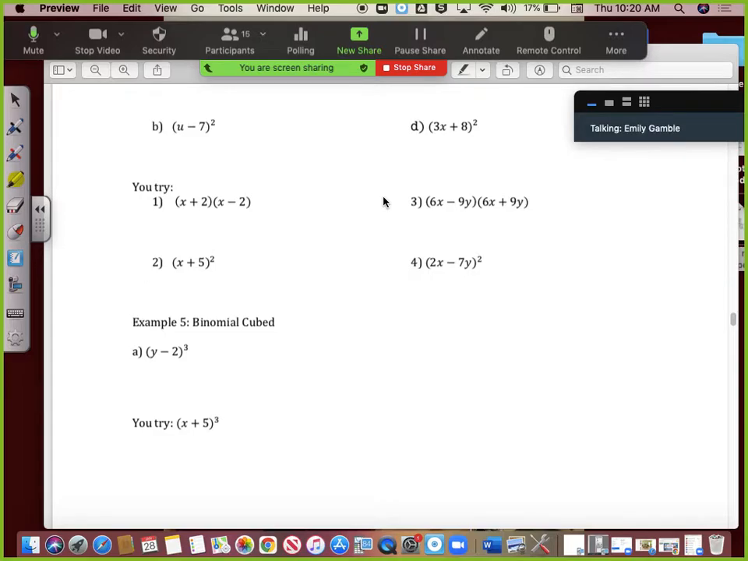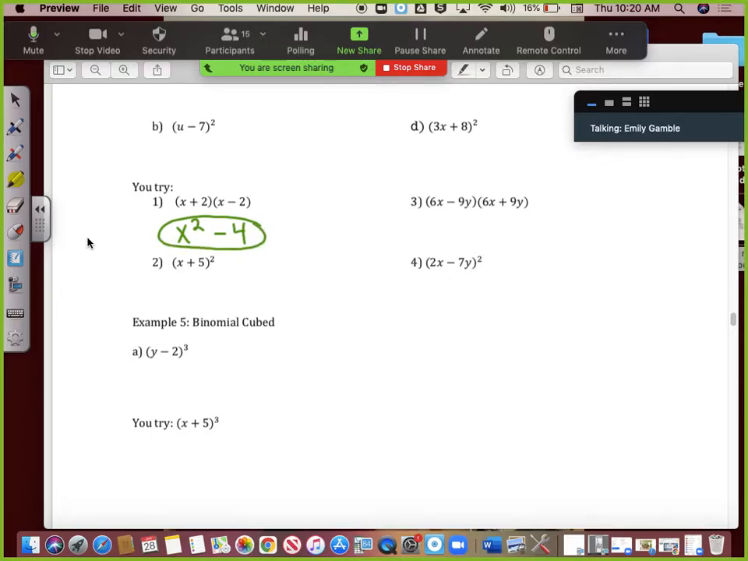All right, so it looks like most students are finished. So let's go over these answers quickly. So the first one, x plus 2 times x minus 2. That's a difference of squares, so if you understand that, you can just go ahead and multiply the first and last, and that will be your answer. Or you can FOIL the whole thing out, and then when you simplify it, you'll realize the answer is x squared minus 4 as your final answer there.